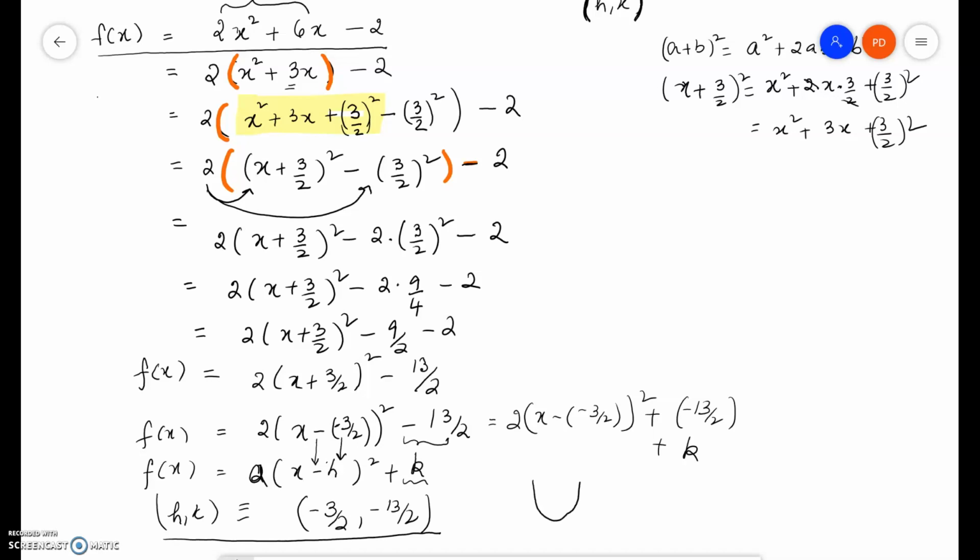So if the parabola opens upwards, that's the vertex hk. If the parabola opens downwards, that's the vertex hk. Recall that the coefficient of x squared tells us whether the graph opens upwards or downwards. In this case, 2 is a positive number, so therefore we know that the graph opens upwards.